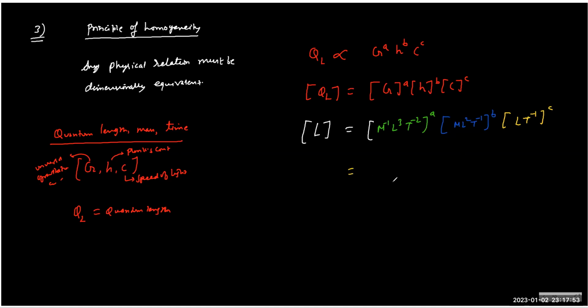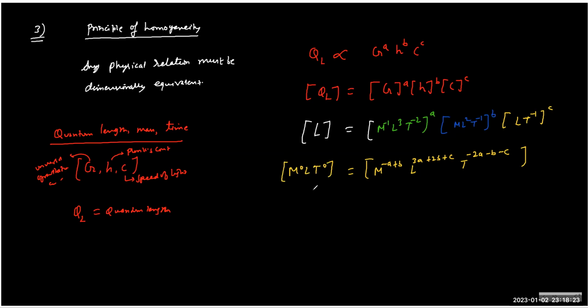So the next step is rearrange in terms of power of A, just like solving an equation. M power minus A plus B, right? L power 3A plus 2B plus C, and T power minus 2A minus B minus C. Right? Do you realize this equation the way I've written? Yes, sir. Compare with the left hand side.